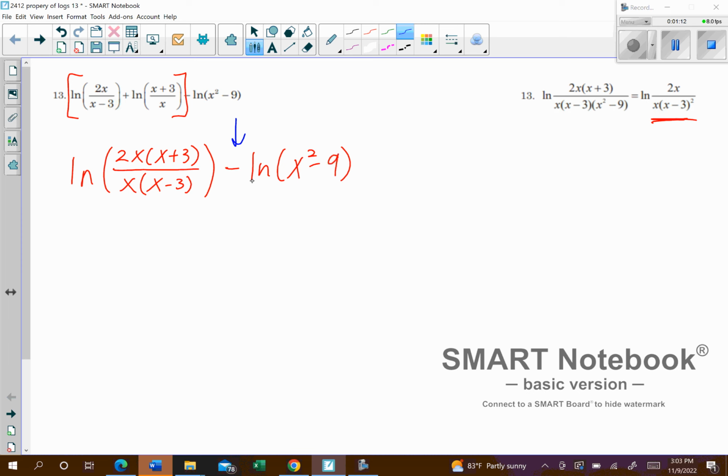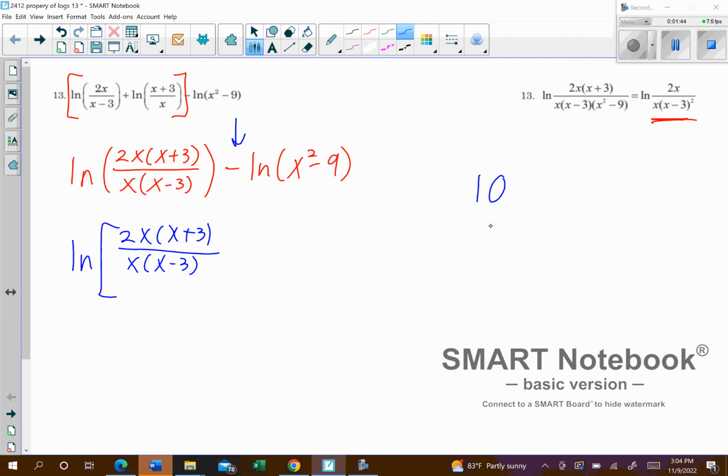Here we go. So let's see. We're going to have the natural log of 2x times x plus 3 all over x times x minus 3. And then I need to divide by x squared minus 9, but that's the same thing as multiplying by the reciprocal. Let me just show you real quick.